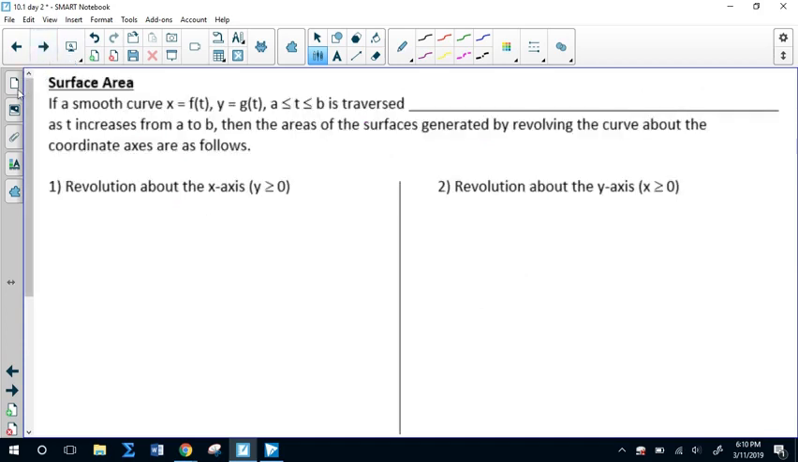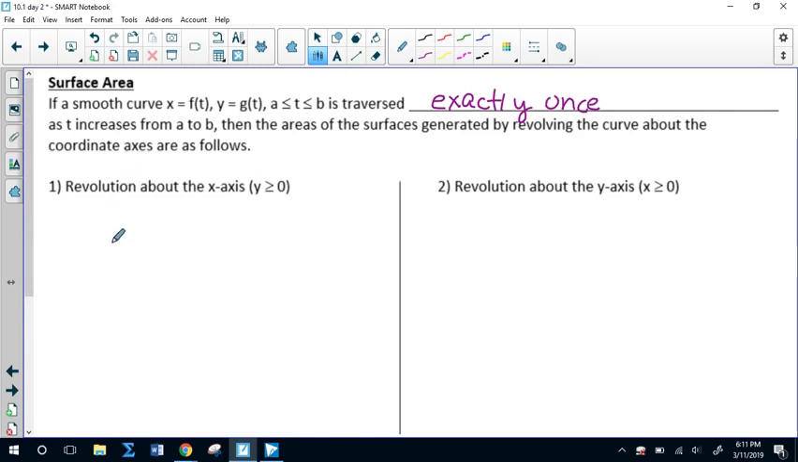All right, so now we are going to talk about surface area of a smooth curve. So if a smooth curve, x equals f of t, y equals g of t, so x and y defined parametrically, when t is between some values a and b, is traversed, that just means travels or moves, exactly once as t increases from a to b, then the areas of the surfaces generated by revolving the curve about the coordinate axes are as follows.